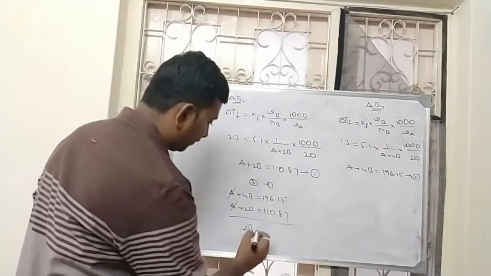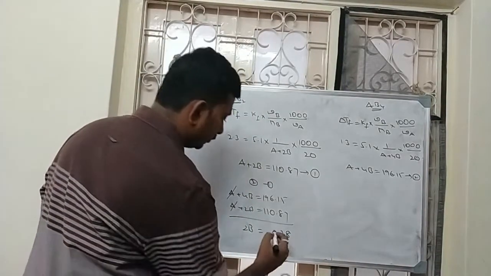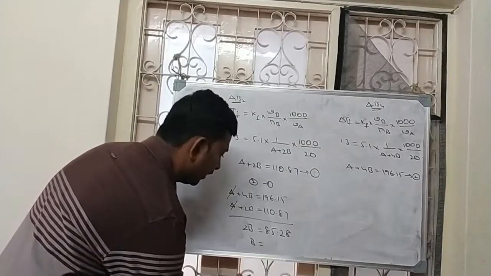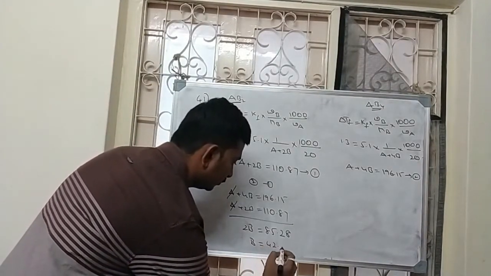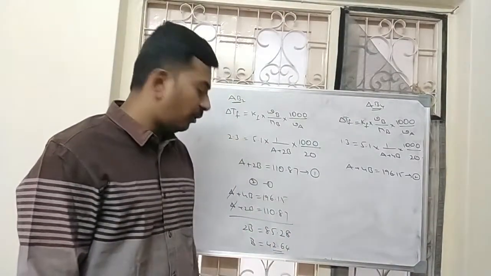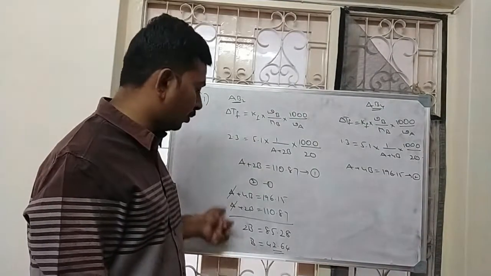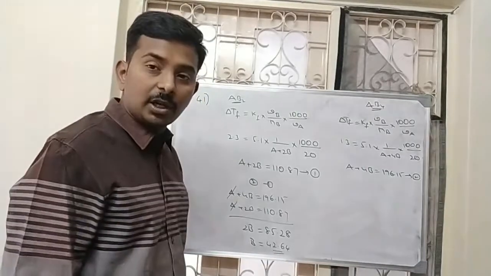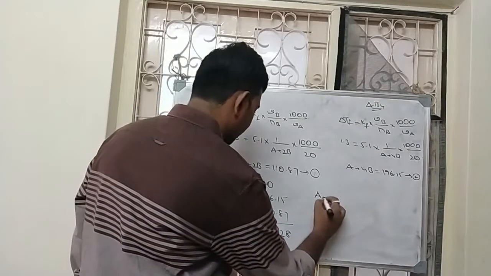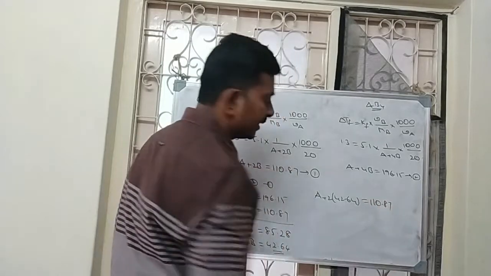This will be 2B, which is equal to 85.28. So the value of B will be 42.64. So the atomic mass of B is 42.64. Substituting the value of B either in equation 2 or in equation 1, we will get the atomic mass of A also. Right? So substituting this in equation 2, A plus 2 into 42.64 is equal to 110.87.